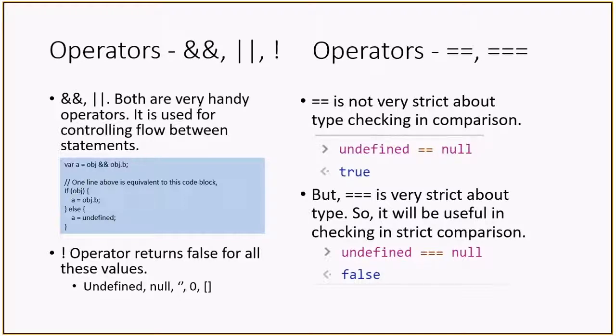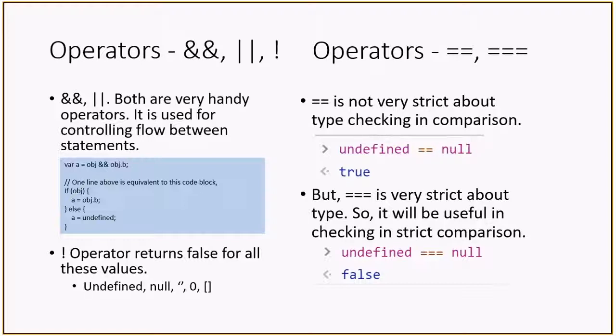If you want to do this logic in one liner, you would do like this: A equals object and object B. What this means is, only if object is valid, it goes here. Otherwise, it simply stops here and assigns undefined. This is a very powerful behavior of JavaScript. In other programming languages, like Apex, it doesn't work like that. That's why you could do this.